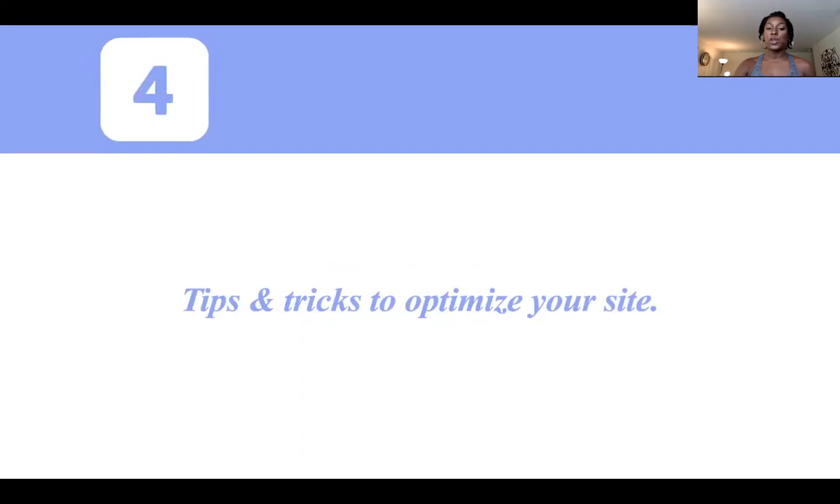And 4th, I'll be showing you tips and tricks to optimize your site. So this is search engine optimization. This is so that it shows up higher on the Google ranks, so that when people search you, they can easily find you. So let's get started. We'll go right into Squarespace.